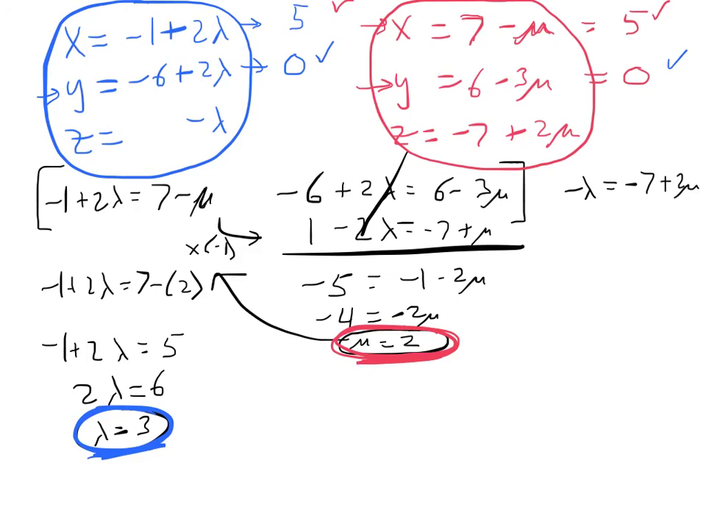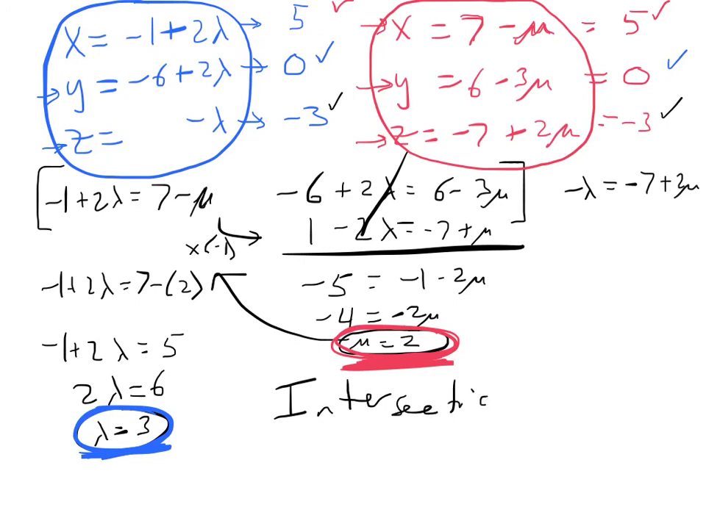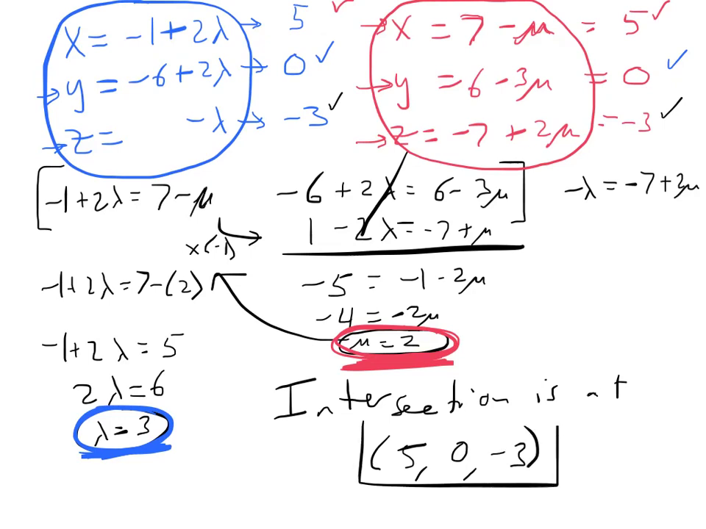Now for z, again, I'm going to plug in 3 for lambda. That means this coordinate was -3 with the other one, and this is the exciting conclusion. When I plug in 2, is this going to work? -7 plus 4 is -3. Surprise, surprise, it worked out. It means these lines do intersect. The intersection is at the point (5, 0, -3).